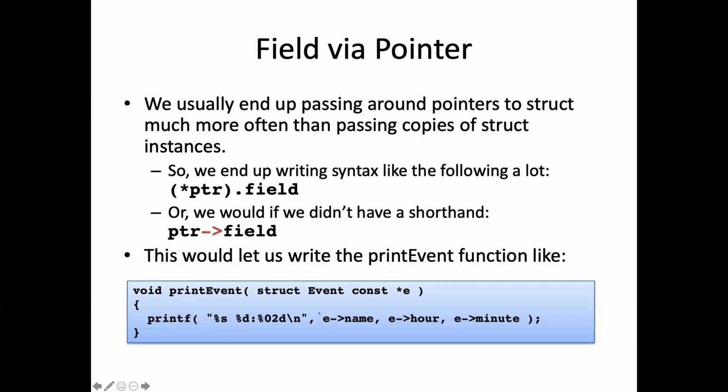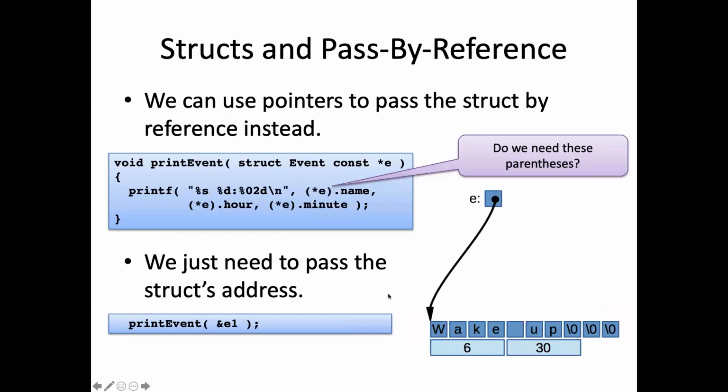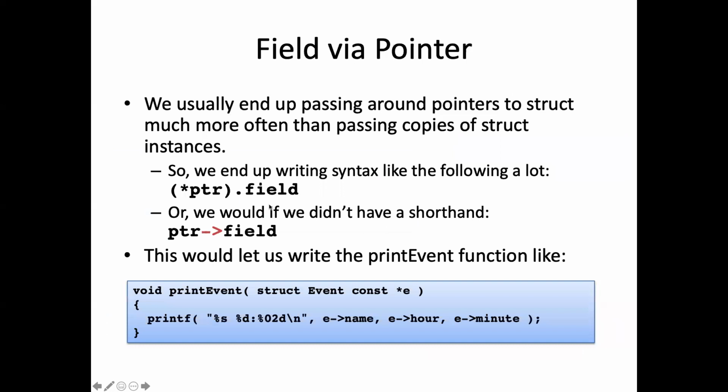And that's what I'm showing here. This is the same print event function, but instead of using parentheses and dereference and dot, I just use the arrow operator here. So you could compare this to our previous version. They do the same thing. Once you get used to it, though, probably the arrow syntax looks a little easier to read than dereference, parentheses, and dot. Questions before we move on?